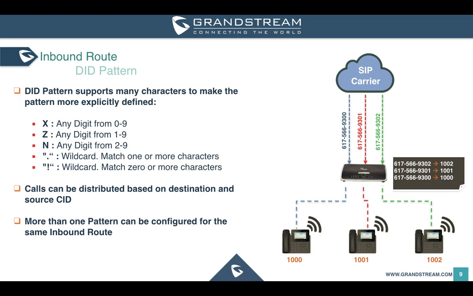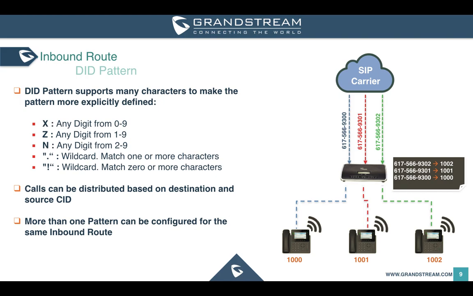The inbound route could be forwarded based on the DID number, which is a good feature to assign a DID for each internal extension and forward the inbound call to it. So more than one DID pattern could be configured with the same inbound route. Furthermore, the DID pattern could include characters as well as numbers. As depicted in the slide, we have three main DIDs, and each DID has a specific inbound route with an extension number as a default destination.